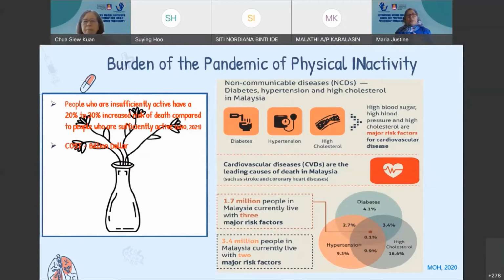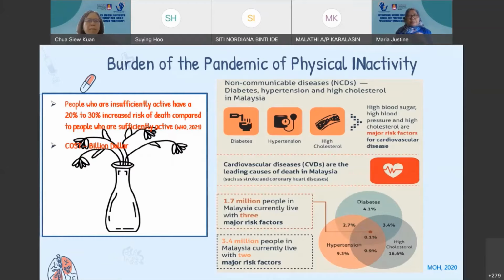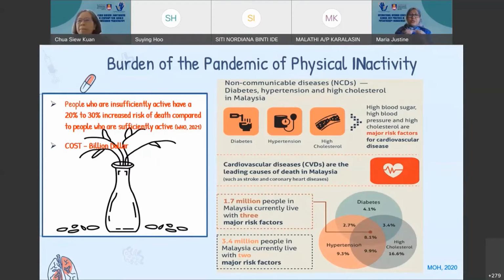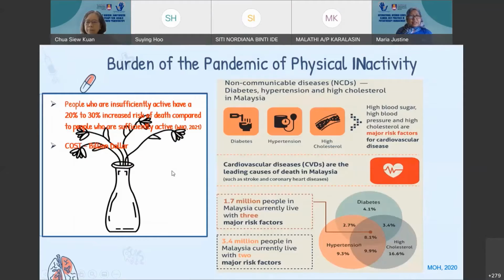So we want to know what the common diseases associated with physical inactivity are. All right, so we know that physical inactivity is an independent predictor for the development of many types of non-communicable diseases such as diabetes, hypertension, and high cholesterol in Malaysia. And these non-communicable diseases become the major risk factor for the development of cardiovascular disease, which is the leading cause of death in Malaysia. So, what are other burdens of physical inactivity?